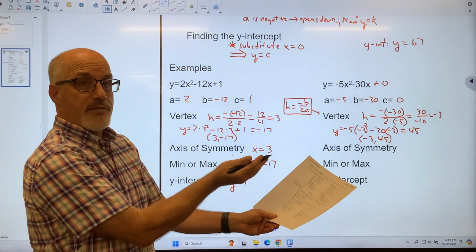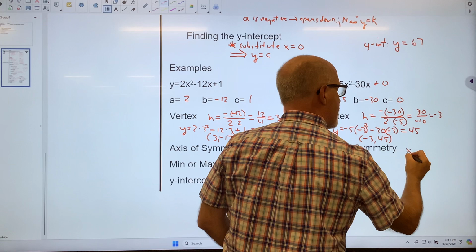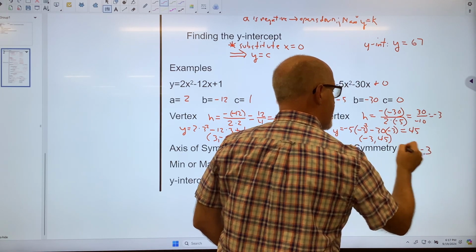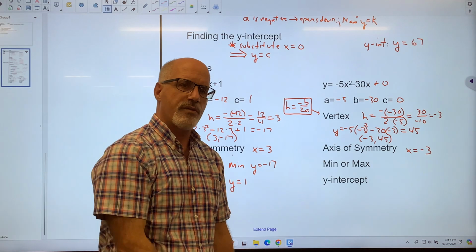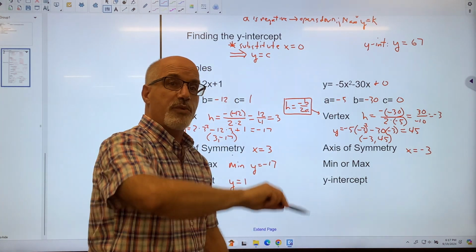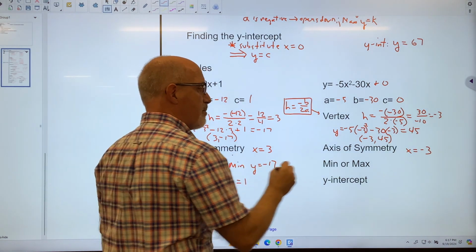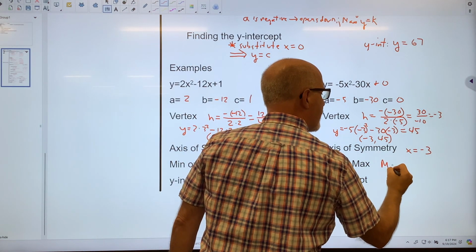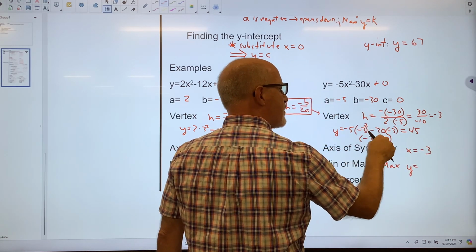Now right away, that gives us information for the other things. Axis of symmetry is just x equals the x value at the vertex. X equals -3, that's that vertical line that goes right through the vertex. Min or max, this has a negative in front, so it's going to open down. We're going to have a maximum point up at the top. So this max, where we find the y value for that, comes straight from the vertex.